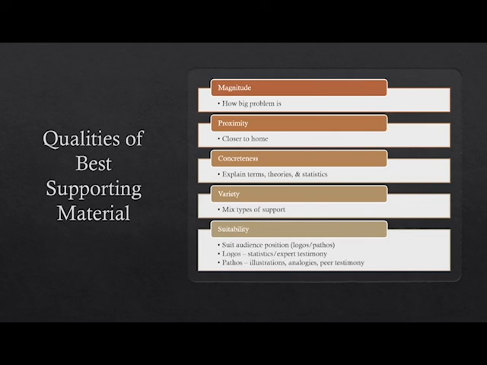And then you need to suit your audience with your evidence. And what that means is some audiences like more logical information and some like more emotional information. So audiences that are more logic-based, you want statistics and expert testimony. More pathos or emotional-based audiences, you want stories, analogies, and peer testimony.